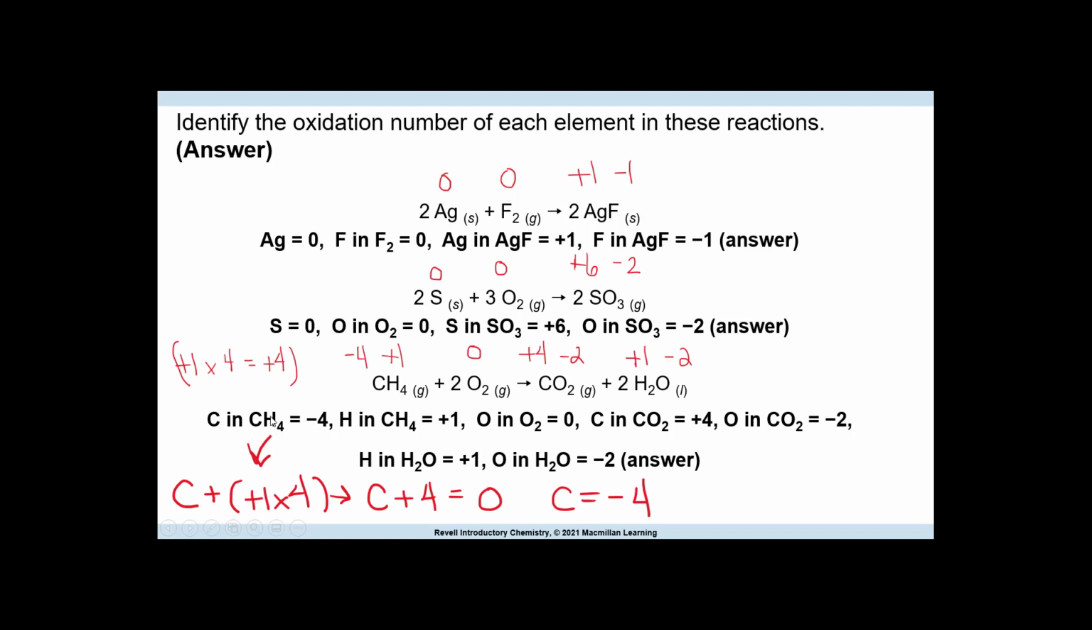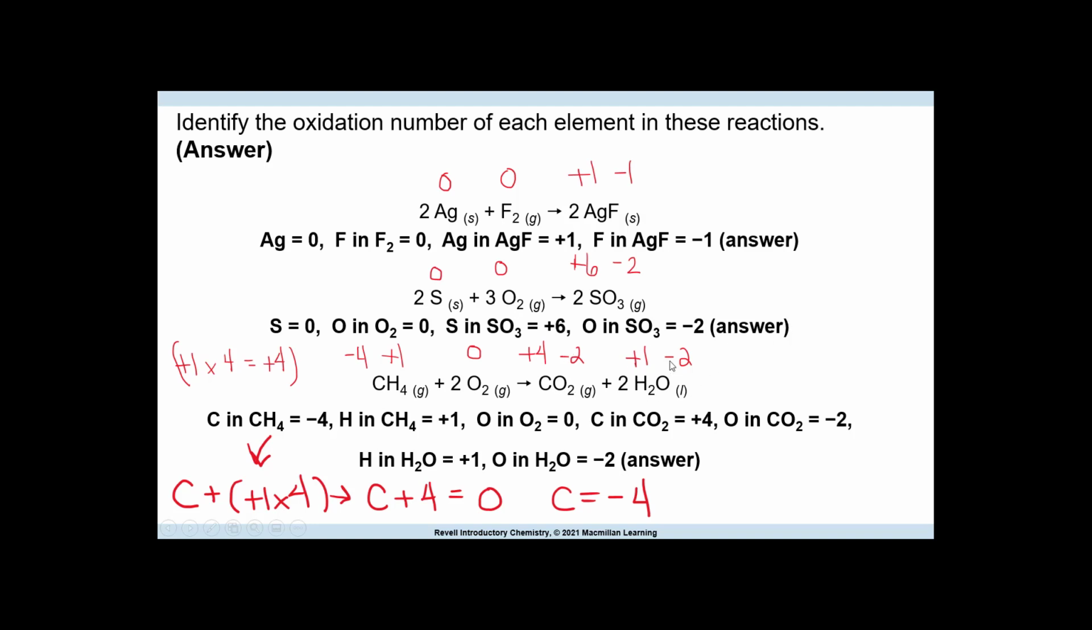It's a 0. And then here we have a bottom one where I was showing you how we got -4. Carbons tend to be -4, 0, or +4. In this case, this is a -4. Why? Because we've got 4 +1s, so it has to be a -4. This is a 0. This is a +4 because it's got to balance out the oxygen.